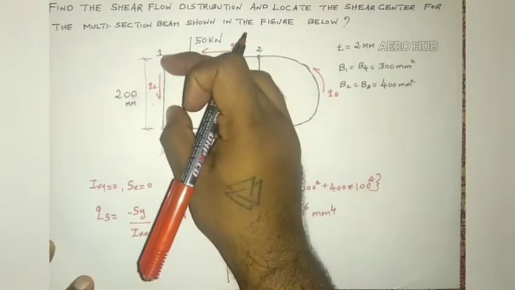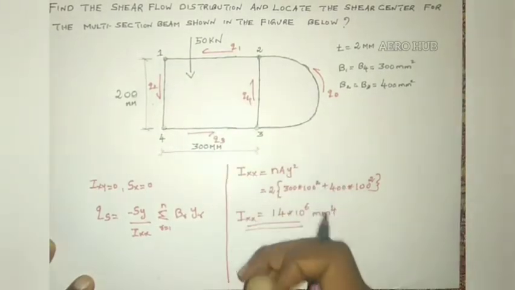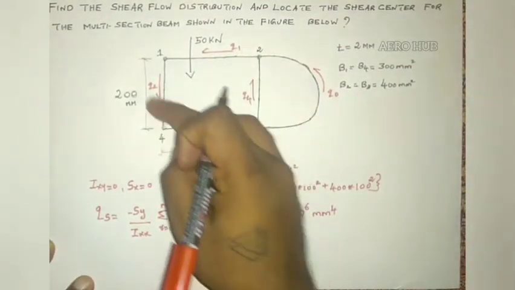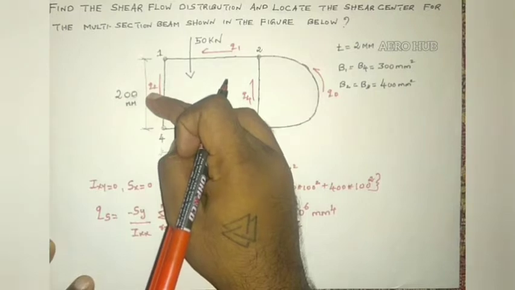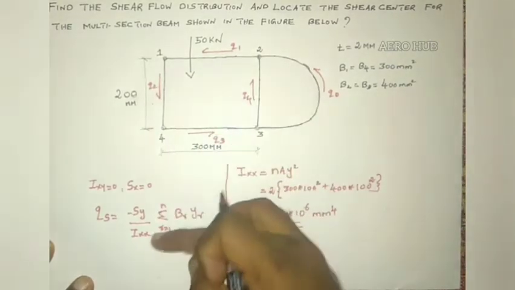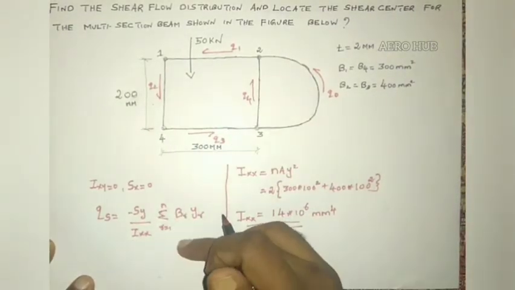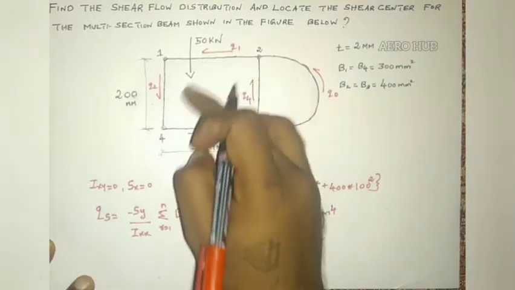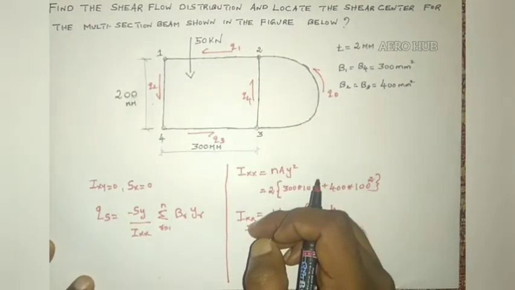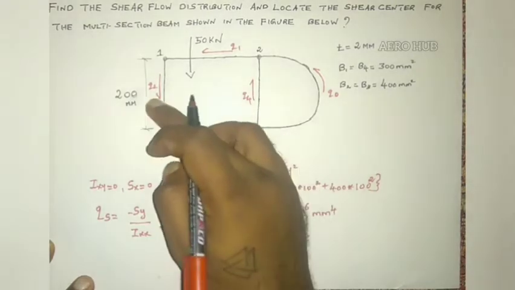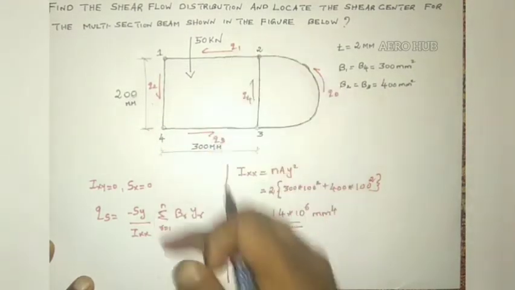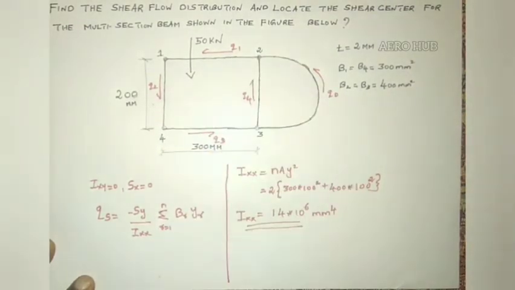Now we will start the calculations of shear flow from portion 1, 4, that is Q2. So Q2 will be equal to Q1, then we have to add this term. Q2 will be equal to Q1 because we have to superimpose the previous section shear flow. That's why we are using Q2 equal to Q1 plus this equation.